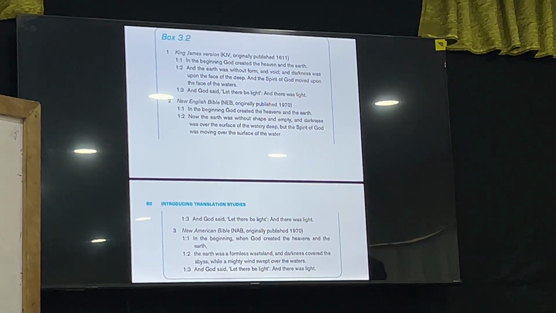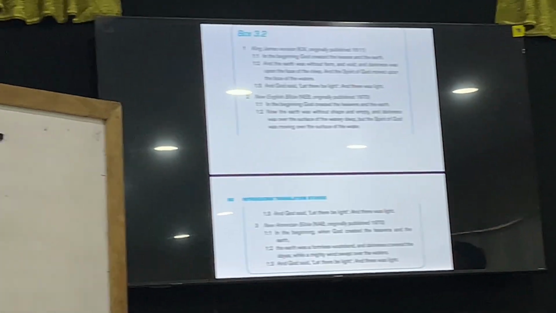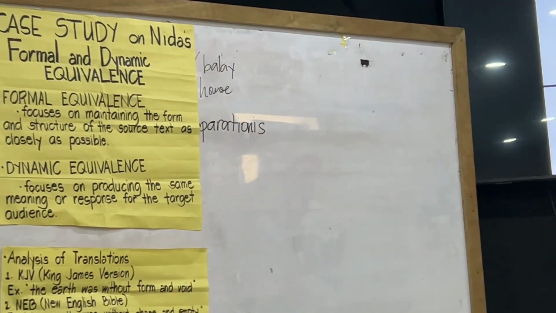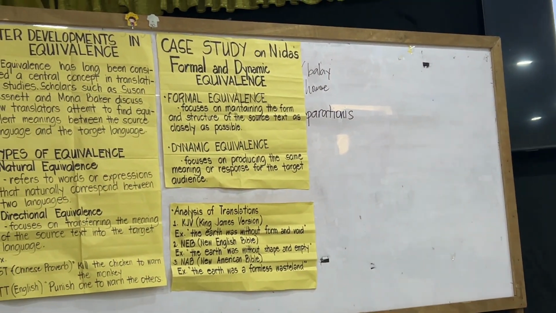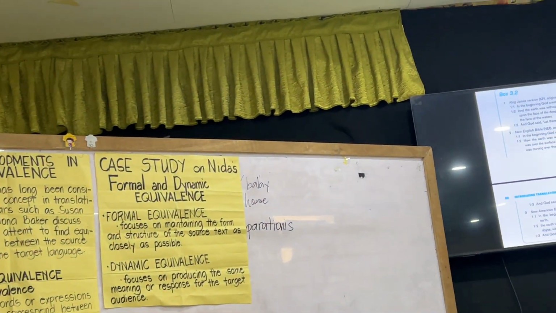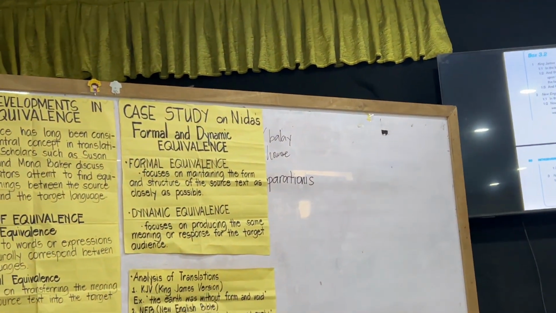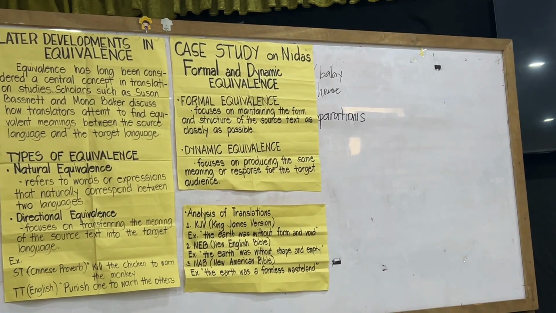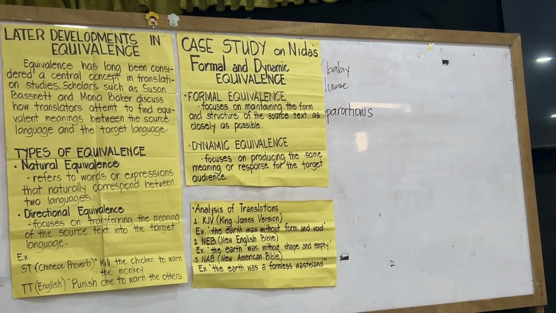If you relate it to formal or dynamic equivalence, the KJV is more on formal equivalence. Why? Because it sticks to the original text. Then the NEB is more on dynamic equivalence.